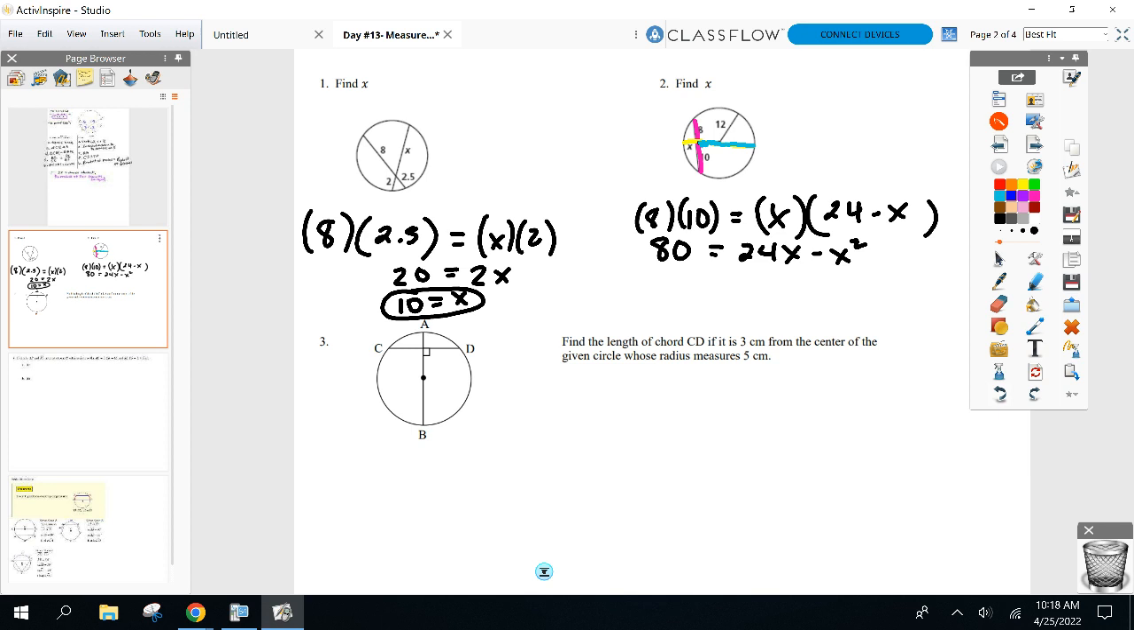Move everything. I got to get one side equal to what here? 0. You're about to factor, everybody. I see a squared. I'm about to factor. And I can't factor unless one side's equal to 0, and I prefer my x squared to be positive at all times. So let's move everything over to the left. X squared. What else is here with me? Minus 24x. 80 still stays positive.